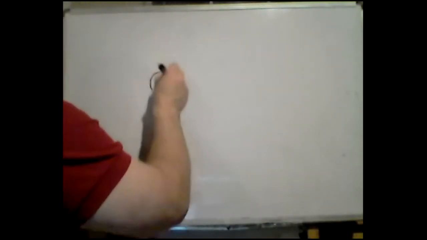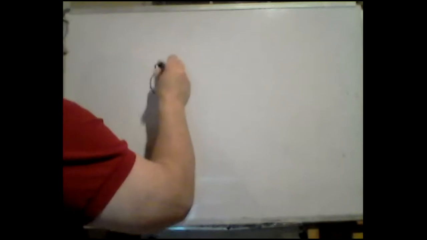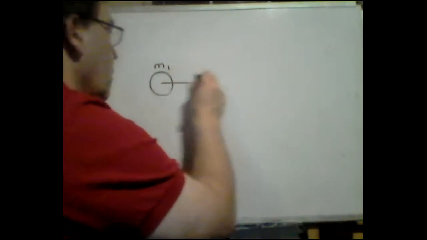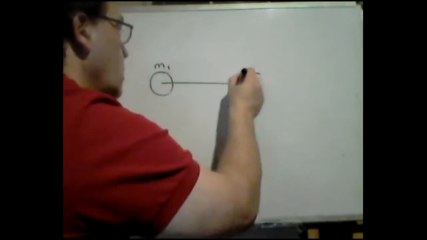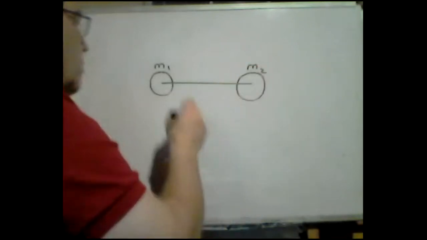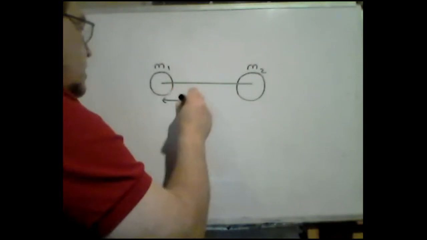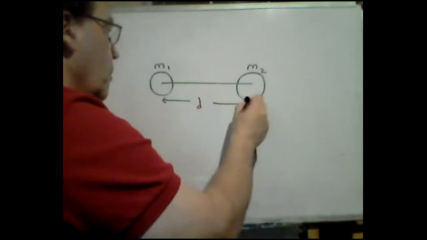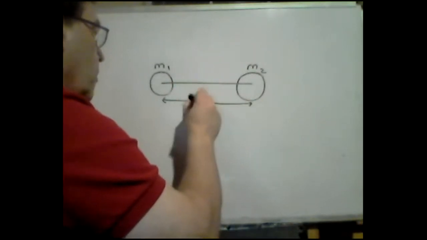M1, we'll start off with point masses. I have a body that has a mass M1, well, this is a spherical body. And here's another body, mass M2. And there's a center to center distance D, or we'll say R.